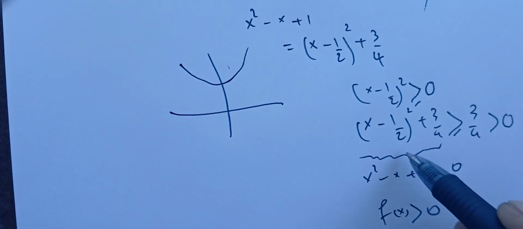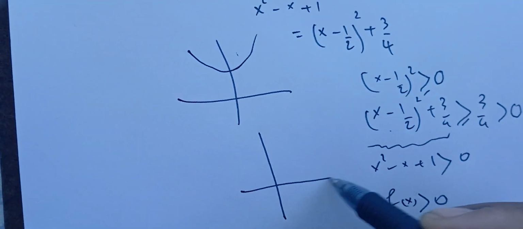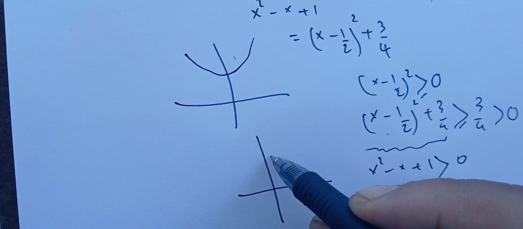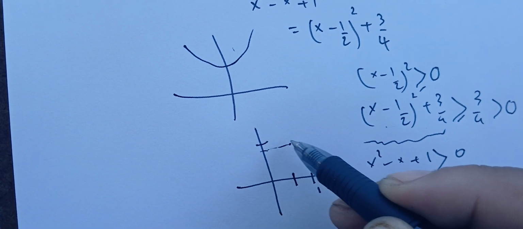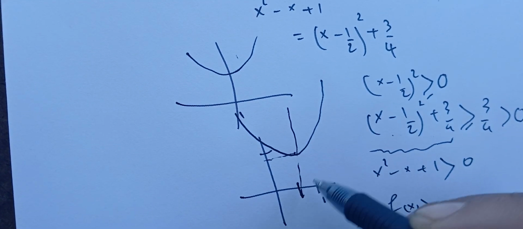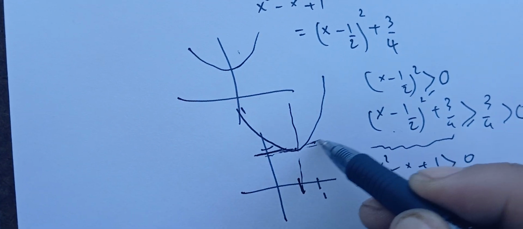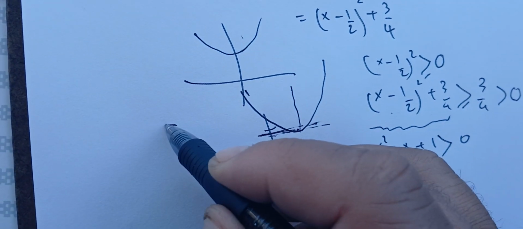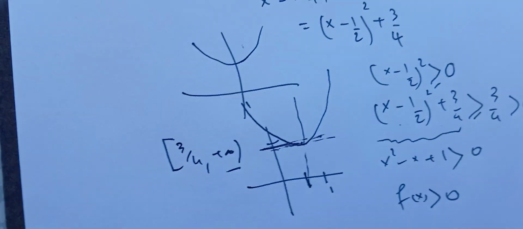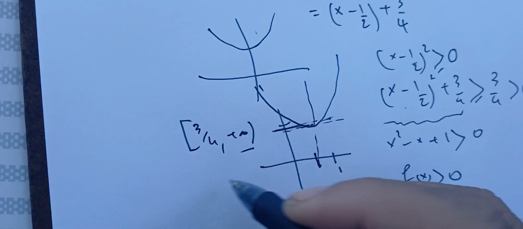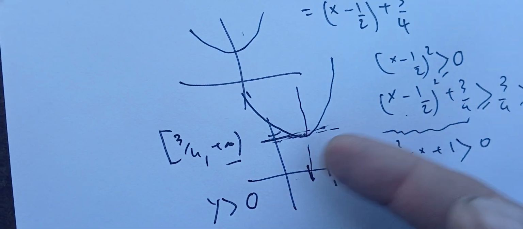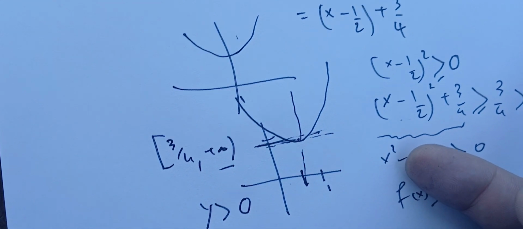From here we see that our function has a minimum when x is 1/2, and the minimum is 3 over 4. So our function is like this. The range for this function is 3 over 4 to plus infinity. That means our function, our y, is always bigger than 0, and the function doesn't hit the x-axis. So that's how we do this one.